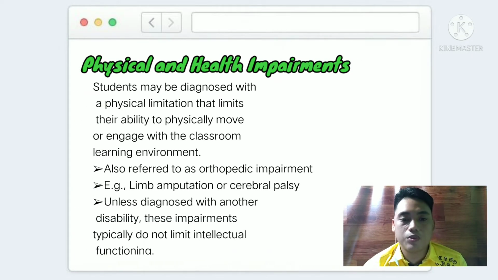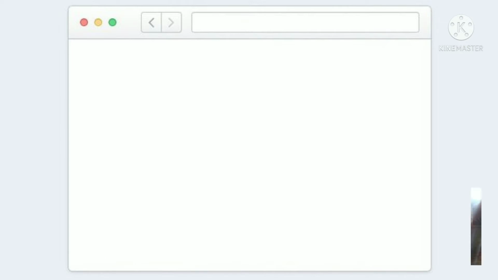Physical and health impairments. Students may be diagnosed with a physical limitation that limits their ability to physically move or engage with the classroom learning environment, also referred to as orthopedic impairment. Example given, limb amputation or cerebral palsy. Unless diagnosed with another disability, these impairments typically do not limit intellectual functioning.